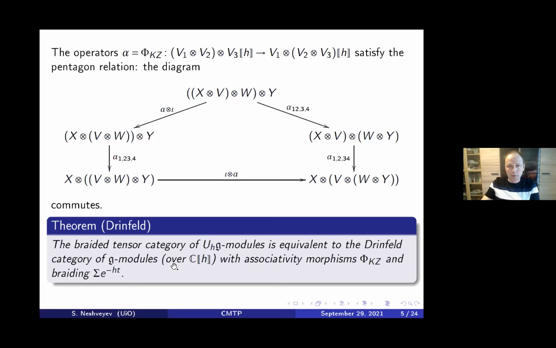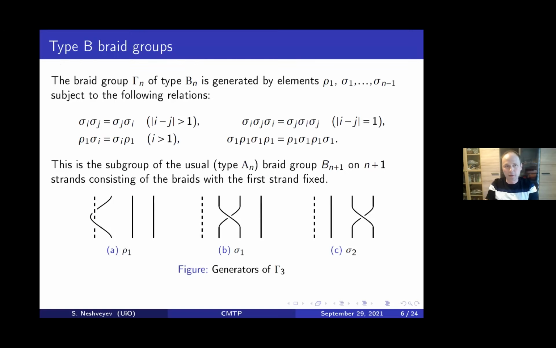Okay, so this is the original theorem of Kohno and Drinfeld, and the talk is about some sort of generalization, or rather some analog, of this result. Namely, instead of usual braid groups, we'll consider type B braid groups. Recall these are defined as follows.